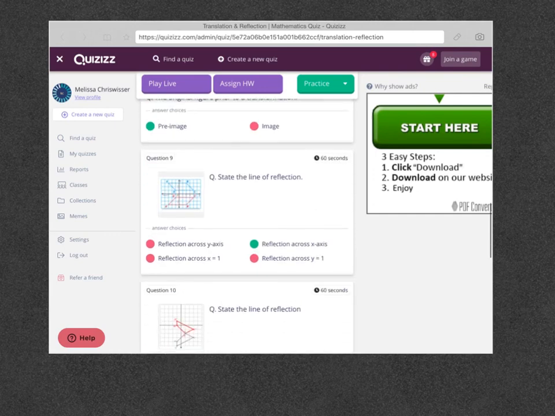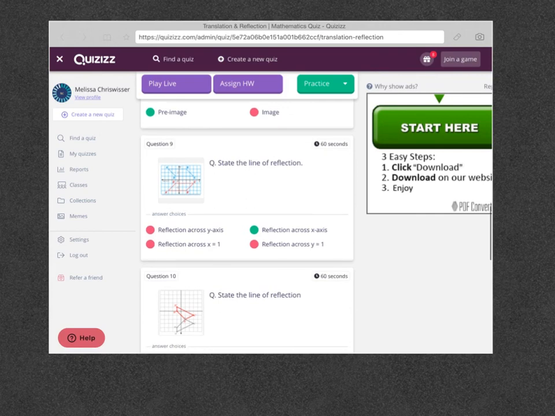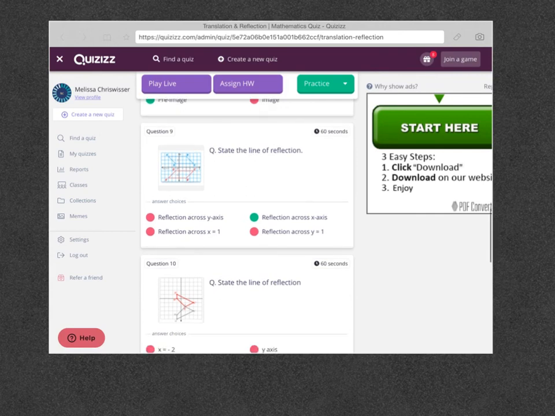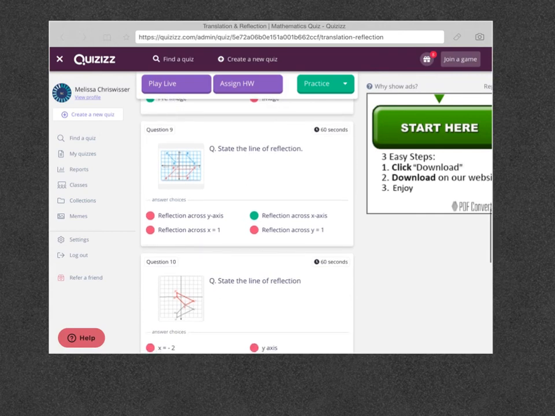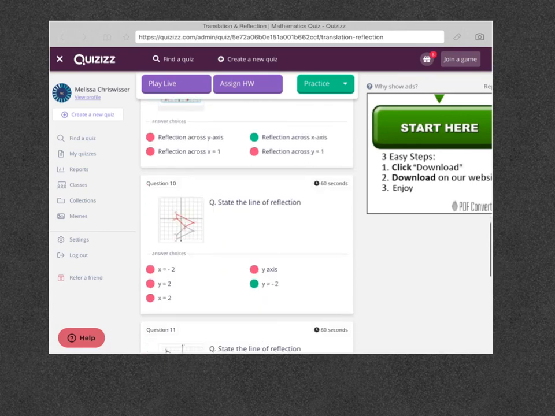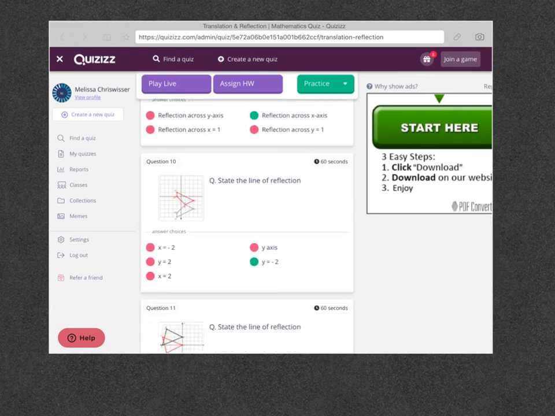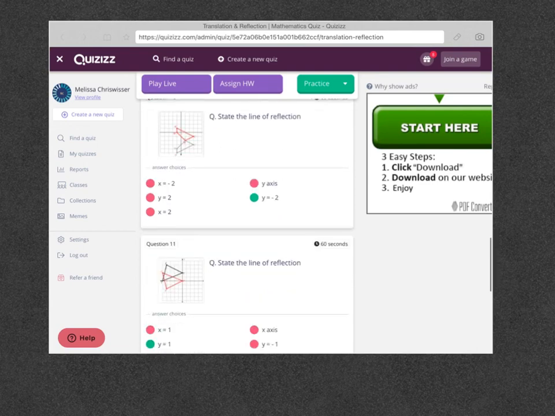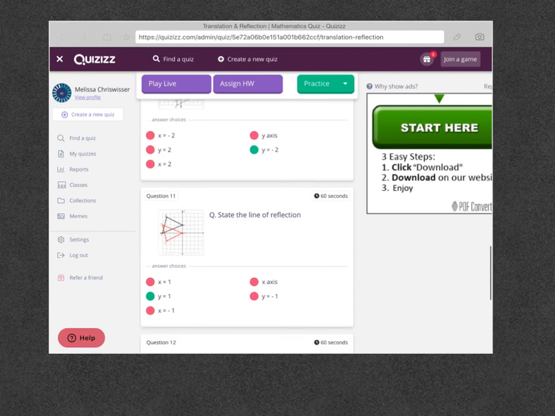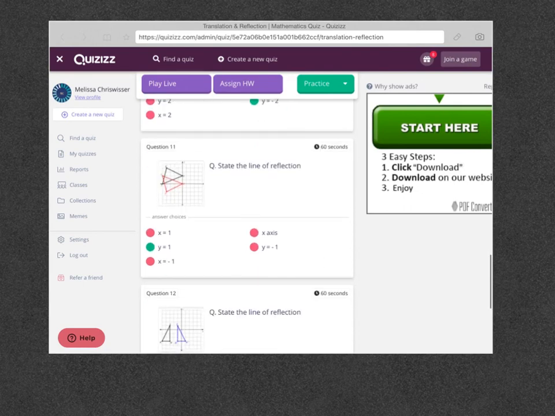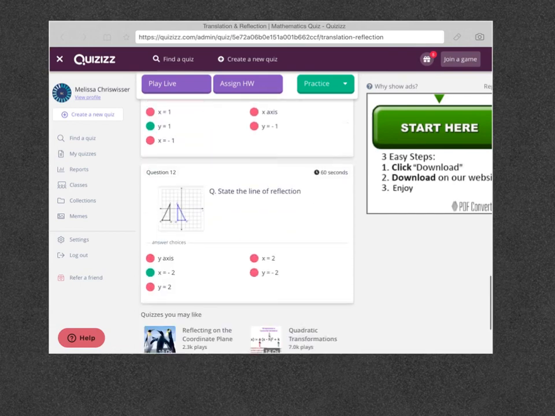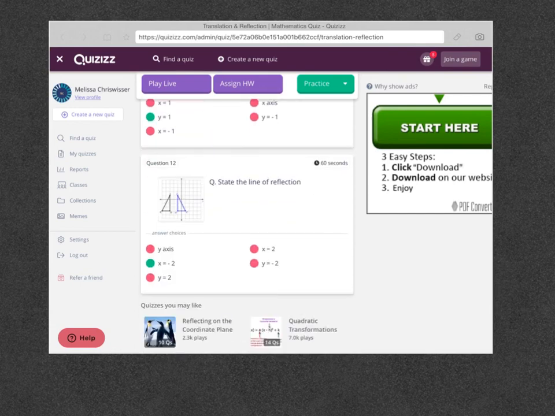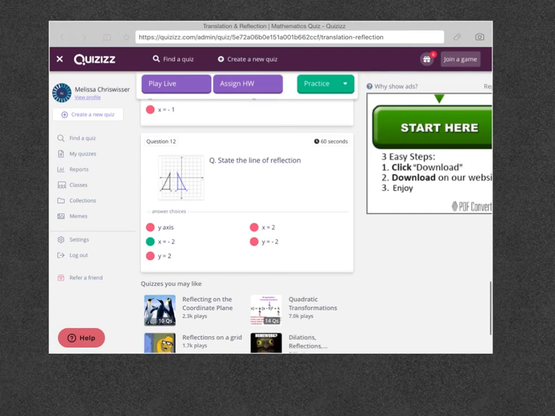State the line of reflection of this diagram. This is flipped over the x-axis. Everything below it went above it, or above it went below it. Number 10, state the line of reflection. This time you're reflecting it over the y equals negative 2 line. Question 11, this time you're flipping over the y equals 1 line. 12, over the x equals negative 2 line.